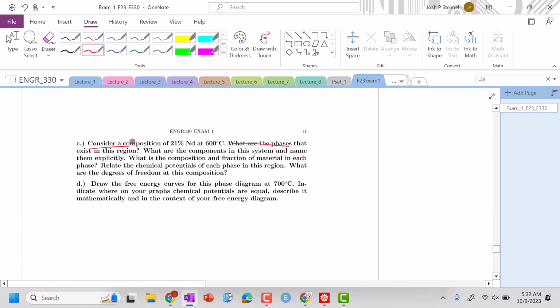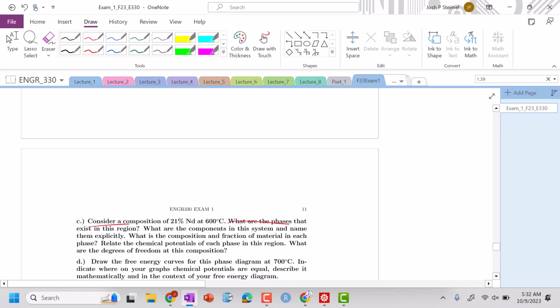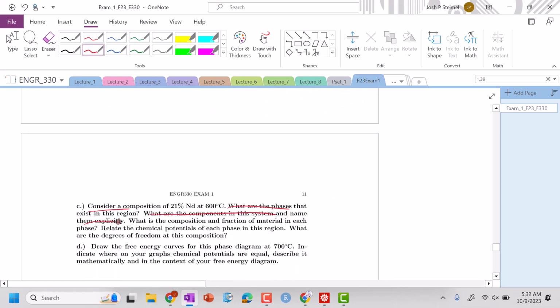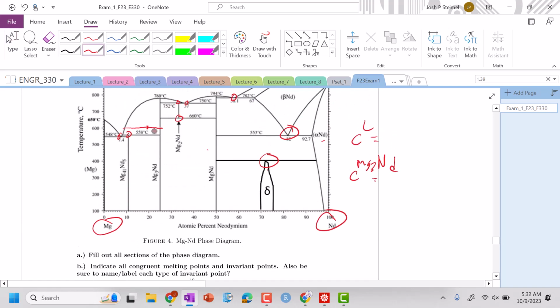So we said the phases. What are the components? The components are Mg and Nd. So those are the components. What's the composition and fraction of the material in these phases? So the composition of the liquid is going to be, let's just call it 8. Composition in here is about 25.